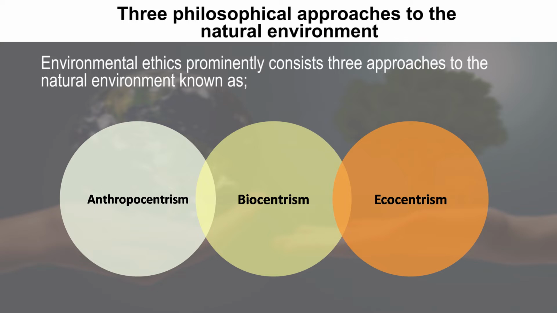What sort of relationship is there? Is there an equal relationship, or a superior or inferior relationship? Or is there a division between the living and non-living components of the environment as well? Based upon that, there are three prominent approaches in environmental ethics: anthropocentrism, biocentrism, and ecocentrism. Now, first we will focus on anthropocentrism.